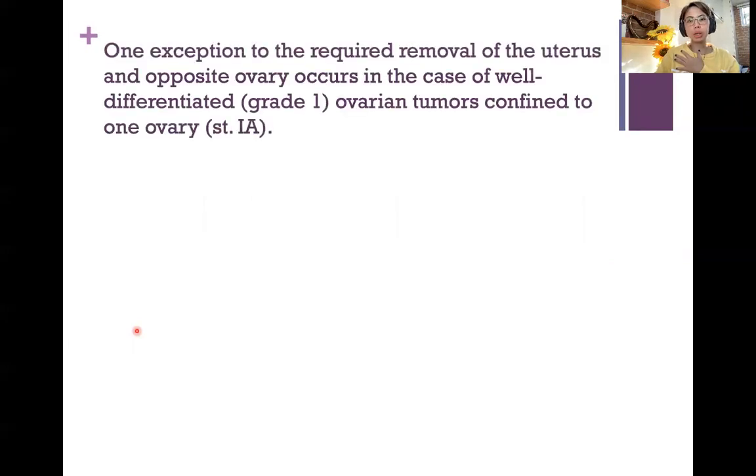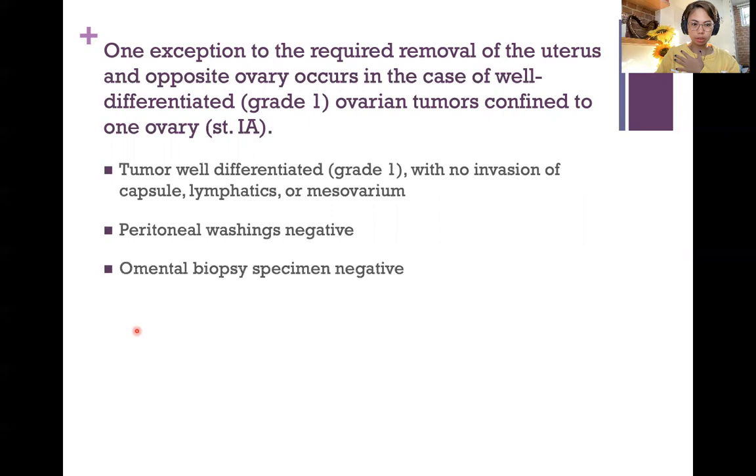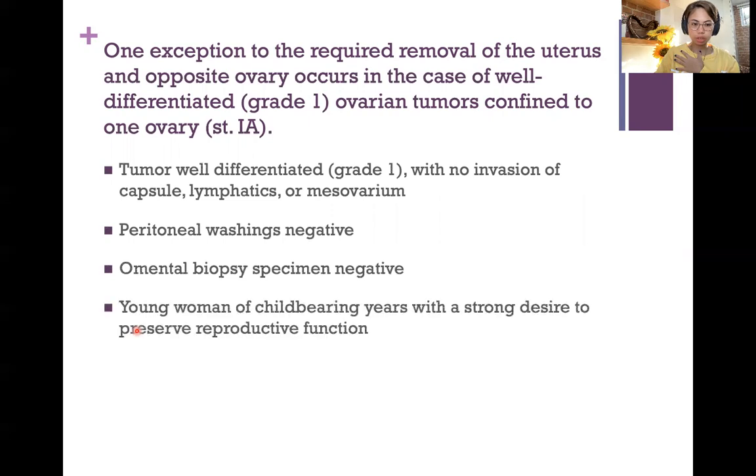One exception to the required removal of the uterus and opposite ovary occurs in case of well-differentiated ovarian tumors confined to one ovary. I think this is very important, especially among young women of childbearing years with a strong desire to preserve reproductive function. You may not, again, an exception to the required removal of the uterus and opposite ovary. So for example, the right ovary is involved.